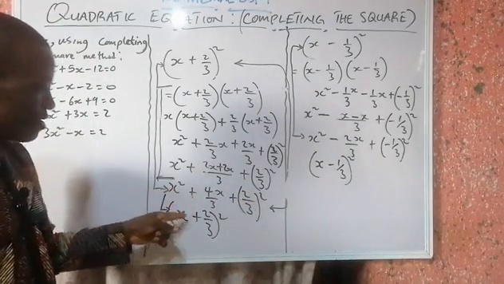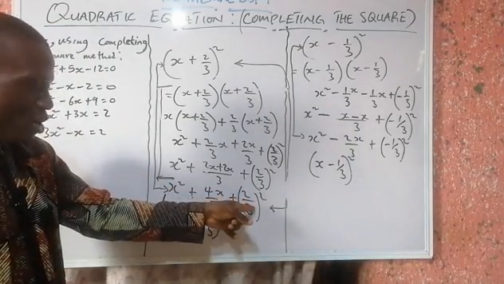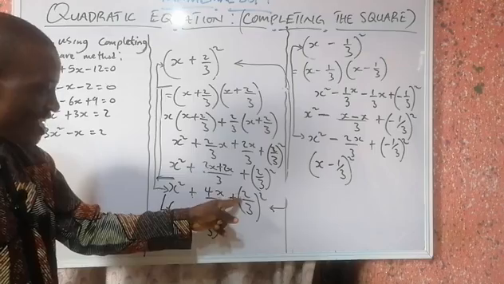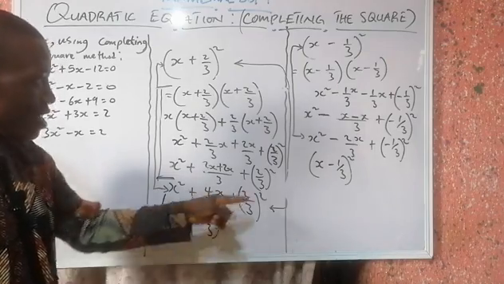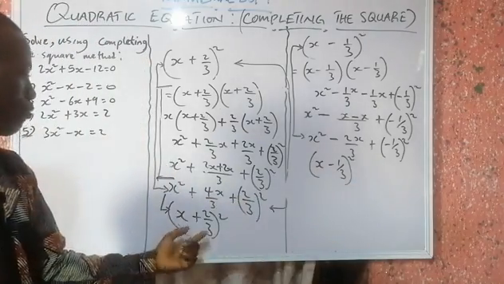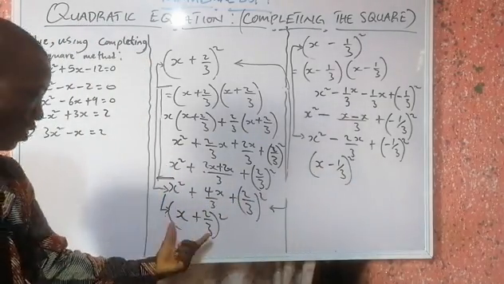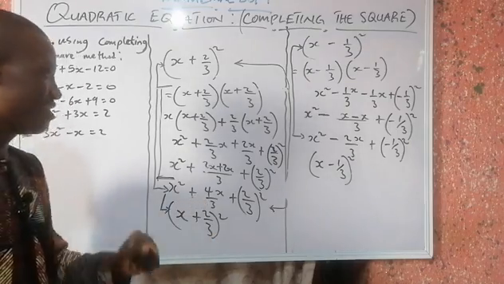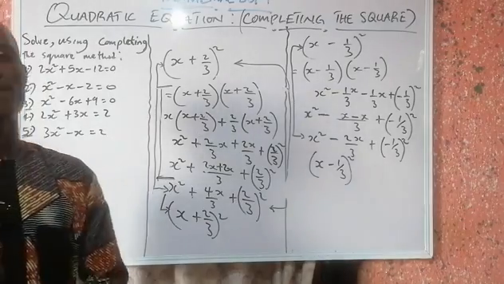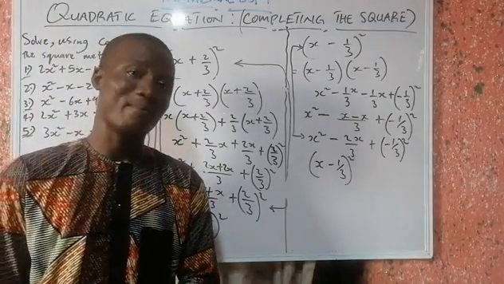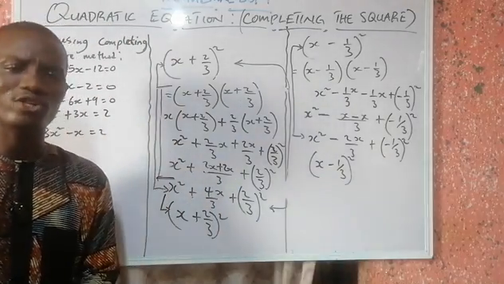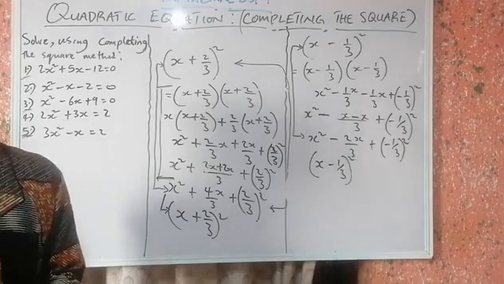Just pick x and pick what is also inside this, with its own sign. Because the sign here is plus, that's why it's plus 2 over 3. Because the sign here is minus, that's why it's minus 1 over 3. And then both of them are squared. When you expand this, it's the same thing as this. When you expand this, it is this. So it is very important, and it is a fundamental knowledge to understanding the completing the square method, solving quadratic equations.